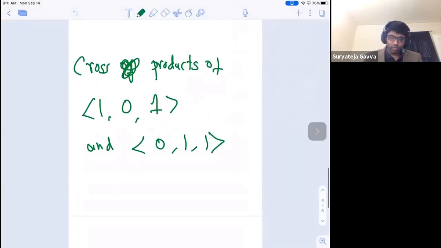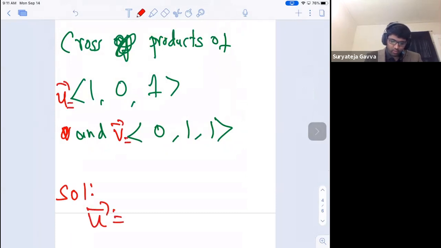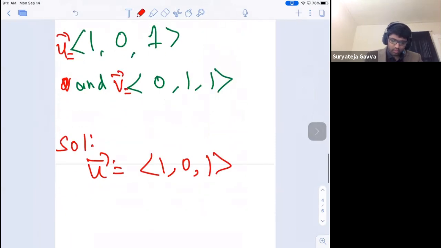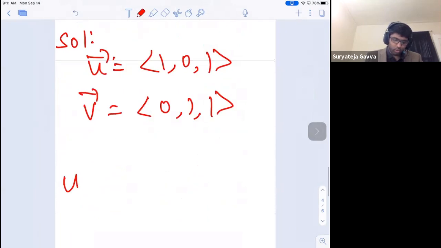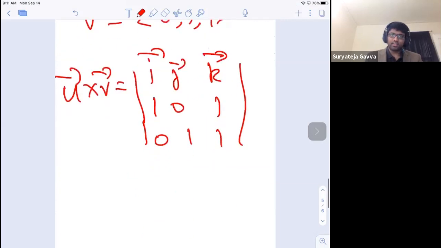Okay, so we want to compute the cross product of two vectors. So the solution: this is U, say, this is V. U is given by 1, 0, 1. V is given by 0, 1, 1. So U cross V would be just I, J, K in the first row, then U in the second row, and V in the third row. Okay, so that's U cross V.